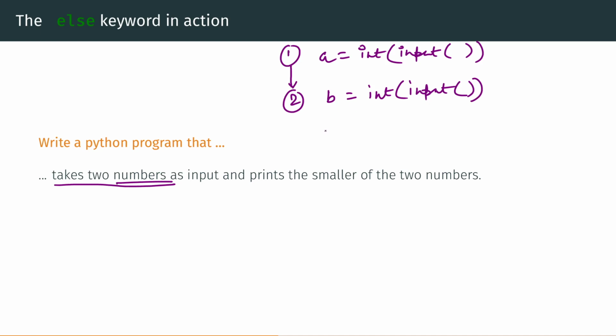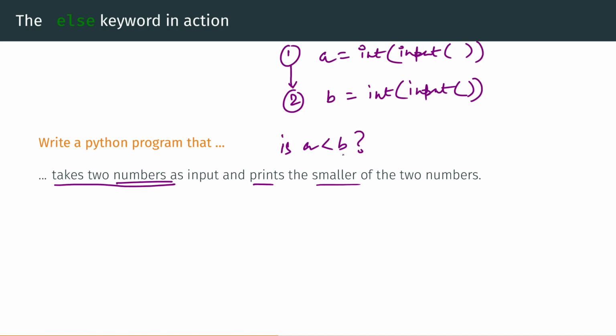Now at this point, we have to make a decision. We have two numbers, but we only print the smaller number. So the decision is which number to print. Do we want to print a, or do we want to print b? That decision would be based on some condition, right? What condition will that be? The question I want to ask is: is a less than b?